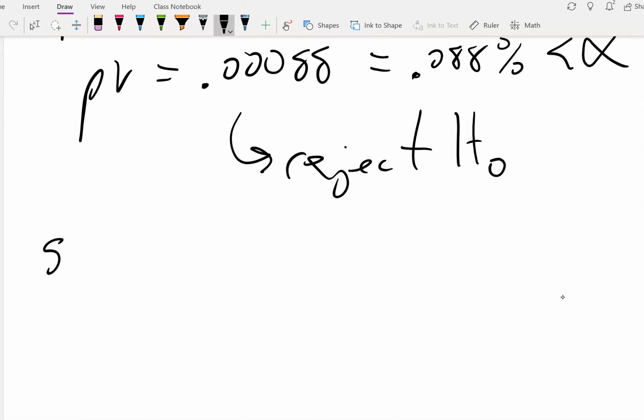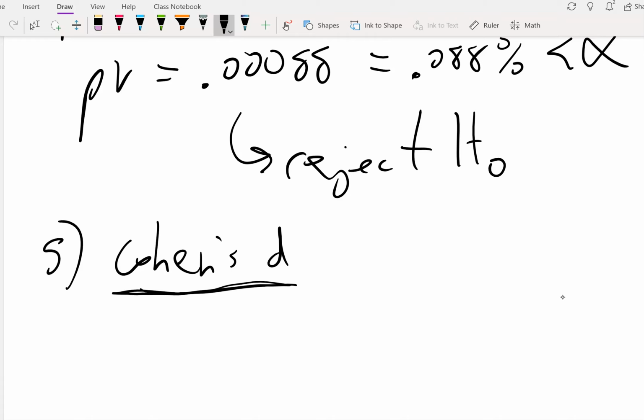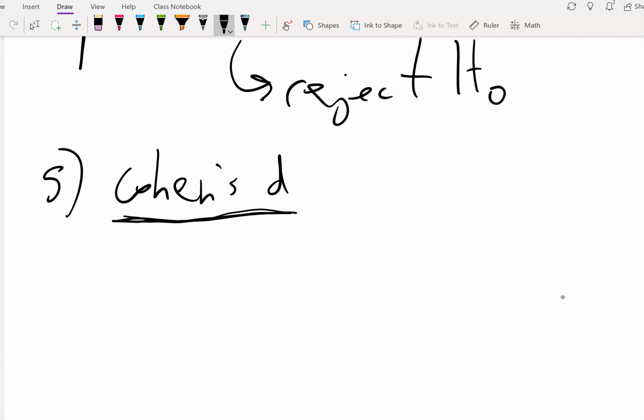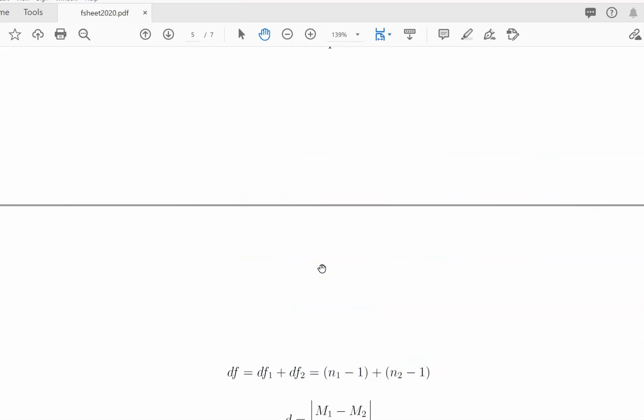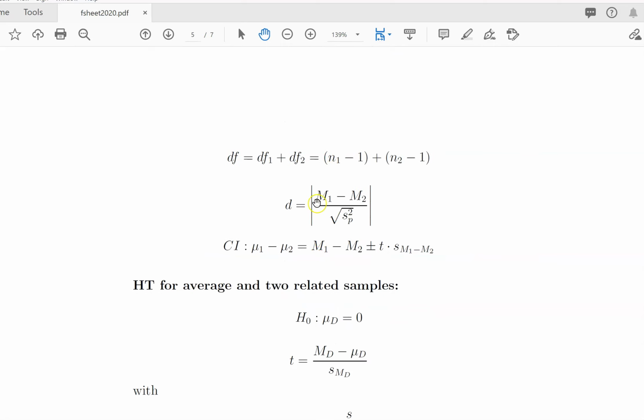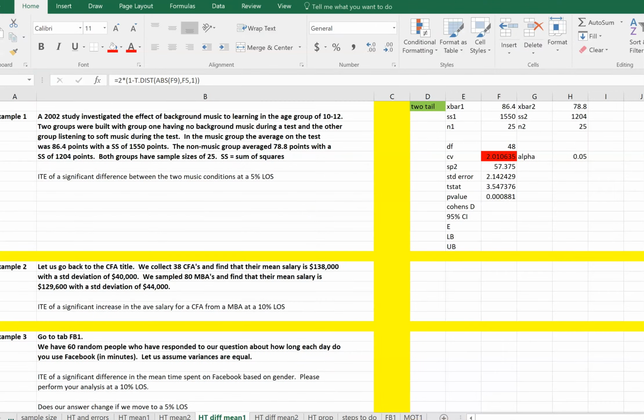Number 5. Cohen's D. So Cohen's D comes up because people wonder if sample size is the issue. And that sometimes is an issue. You know, how much effect does a sample size have? The effect size, as we call it. Well, we need a formula. The Cohen's D measure is right here. It is the absolute value of the difference divided by the square root of the pooled variance. All right, that's the Cohen's D measure.